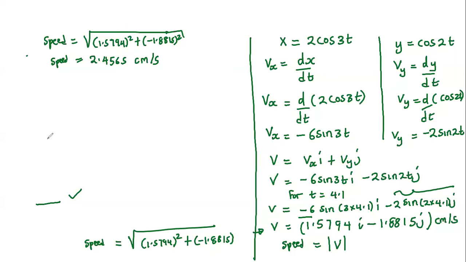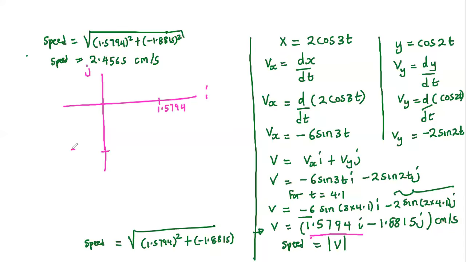Okay. Now the direction. Now I'm going to draw here for that direction. Now when I have a direction, this is our velocity. When you look at 1.57, remember this is our i and this is j. 1.57 is here, it is positive. j is negative, it is somewhere here. This is negative 1.8815. So when I sketch, our velocity will look like this. This will be our velocity, which I'm calling V.